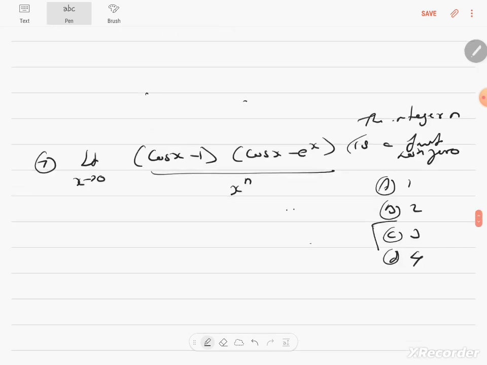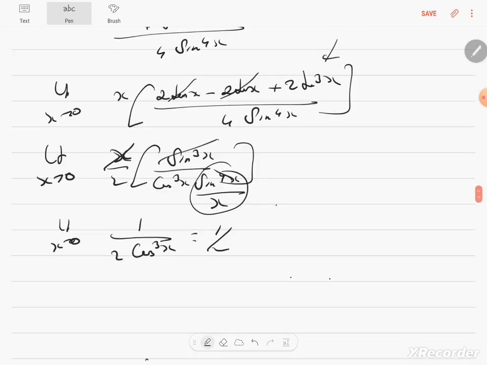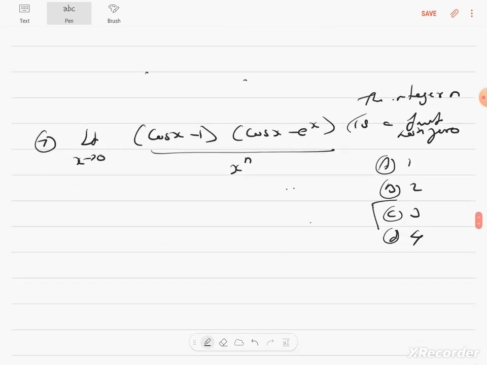So let's go to the next question. Okay, so this is (cos x minus 1) into (cos x minus e to the power x). They have given that the limit is a finite value and is a non-zero value. They've already given it cannot be 0, it cannot be infinity. Okay, so then let's do it.